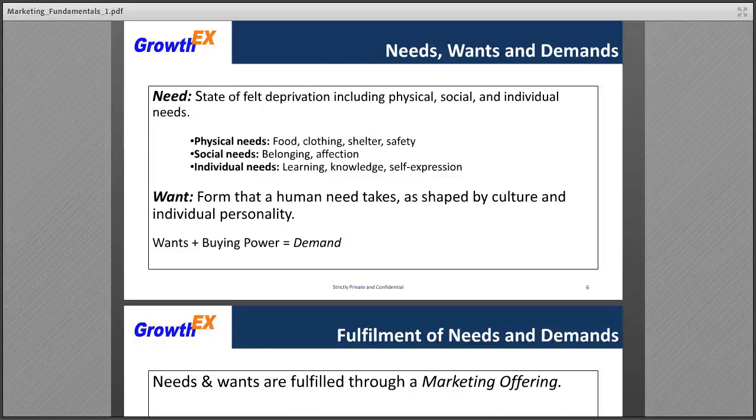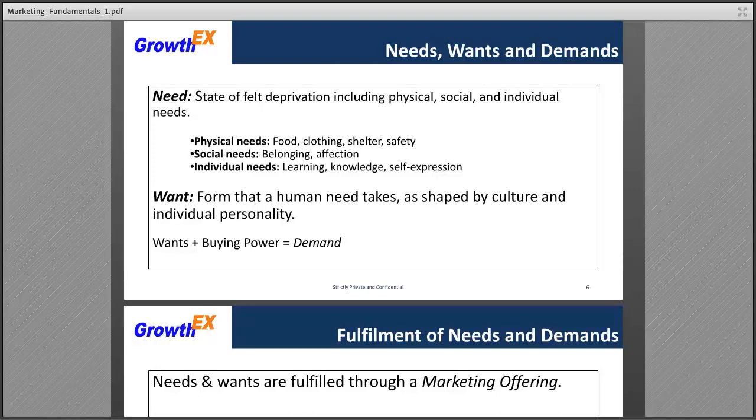Now we talked about needs and wants. Let us try to understand the basic difference between needs and wants. A need is something which is very basic in nature, which is required by me by default for survival, just to lead my life. If I need certain basic stuff, that is categorized under need.